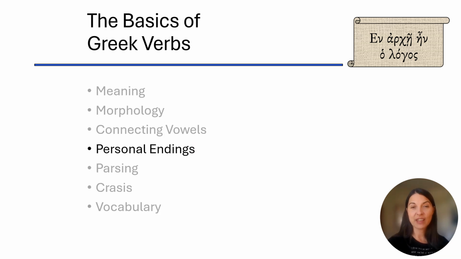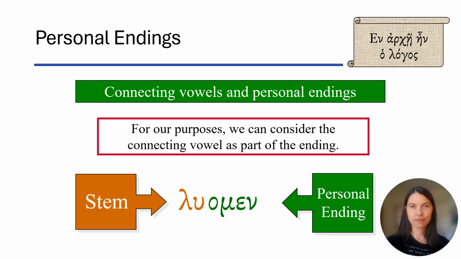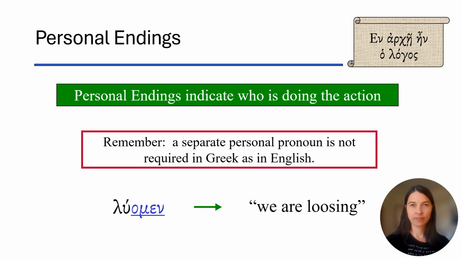And the last part of our morphology are those personal endings. Since we want to learn the present indicative sense, we're just going to decide right now for this chapter that the stem plus our present personal ending is going to be how we create verbs. Our personal endings are going to tell us who is the subject of this action. So here, we don't have to say "he is loosing" or "we are loosing." Luomen is already saying that information for us. So luomen is "we are loosing."